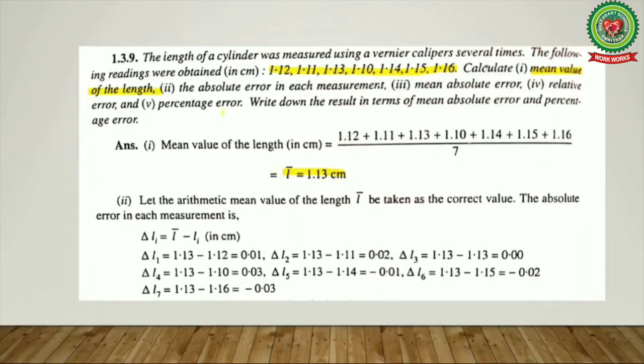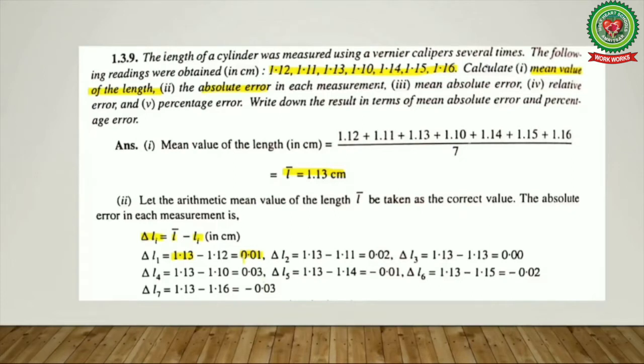Now we have to find the absolute error in each measurement. This is the second part we are going to solve. The arithmetic mean value of length is taken as the correct value. So how can you find the absolute error? The formula was delta L or delta A is equal to true value minus individual value. So the true value is 1.13, and the first individual reading is 1.12. 1.13 minus 1.12, the answer is 0.01. This is the first absolute error.